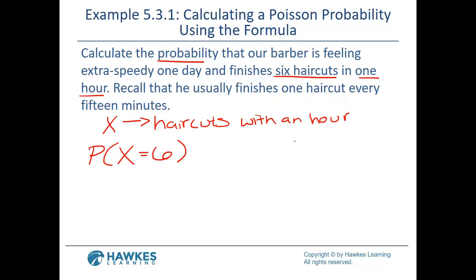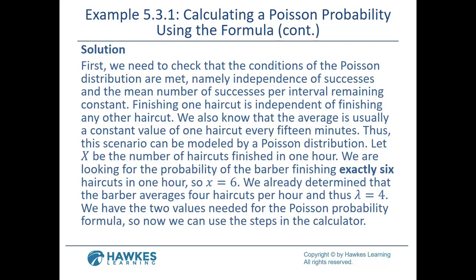And this is where I'm just pulling this all from the problem itself. So noticing that it does actually meet the conditions for Poisson here. It's namely independent of successes, and the mean number of successes per interval remains constant. Finishing one haircut is going to be independent of the other haircut. We also know that the average is usually a constant value of one haircut every 15 minutes.